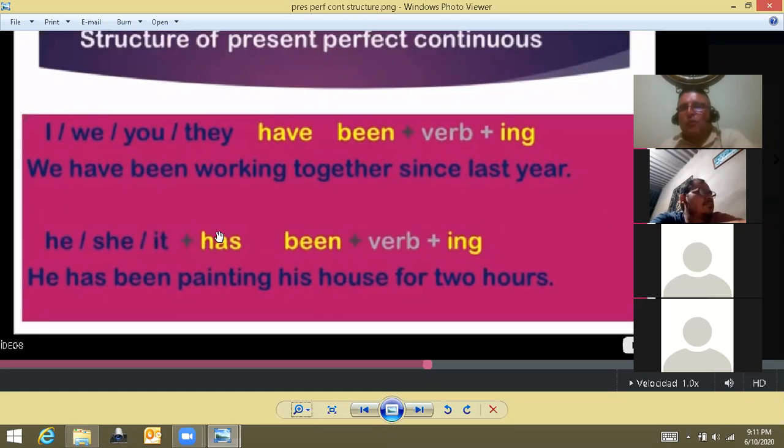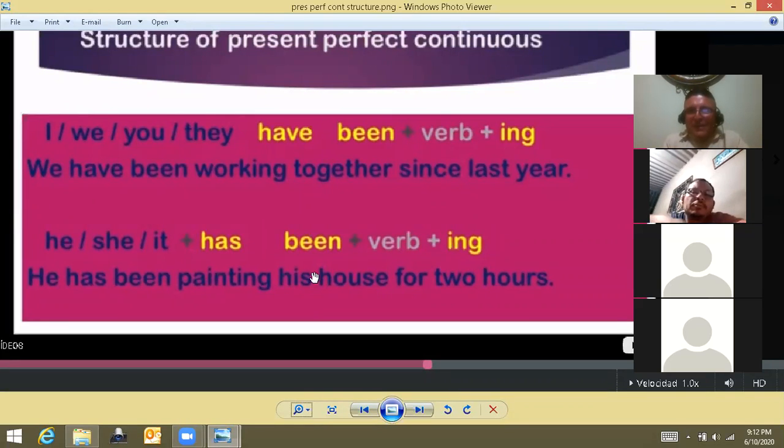Now, what if the information were negative? How will you change that to negative? We have been working together since last year. What would be the negative sentence? We haven't, exactly. We haven't been working together since last year.